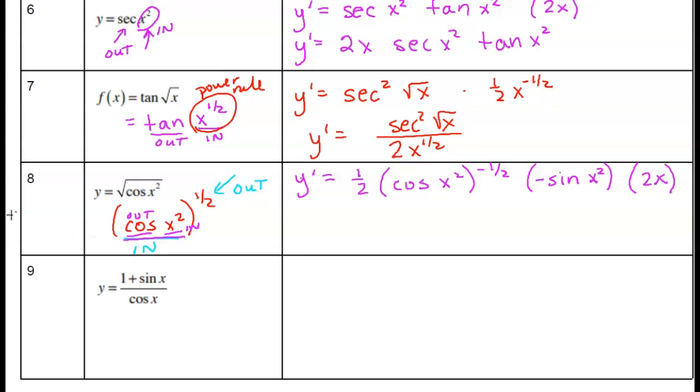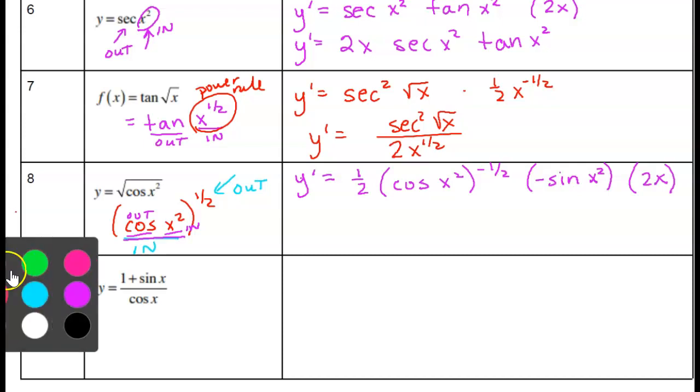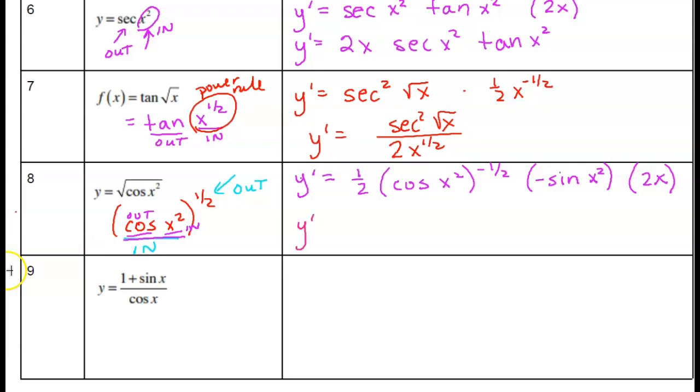Yeah, this is a lot. So our final answer: the 2's would cancel. This is a negative x, so you'll see a negative and then an x. That's going to stay sine of x squared, and then this is going to be brought down. They might put this in a root, they might not, but that's flexible.